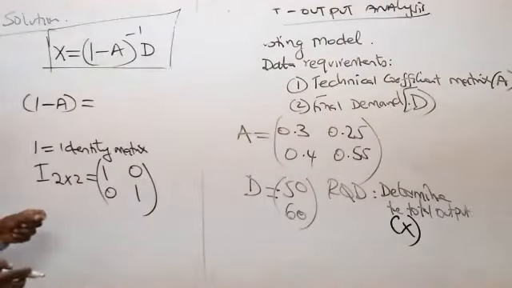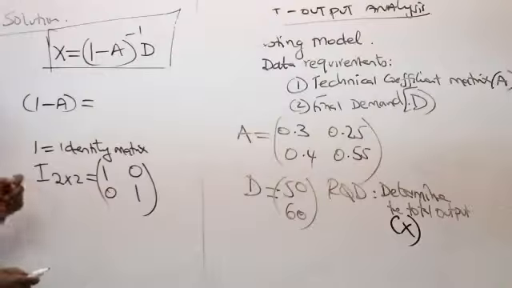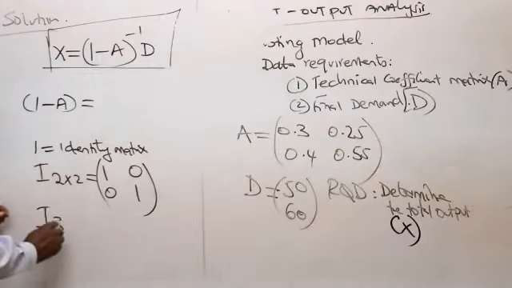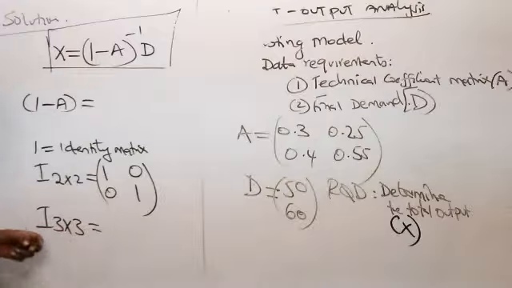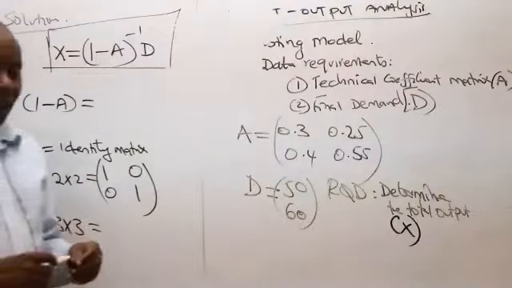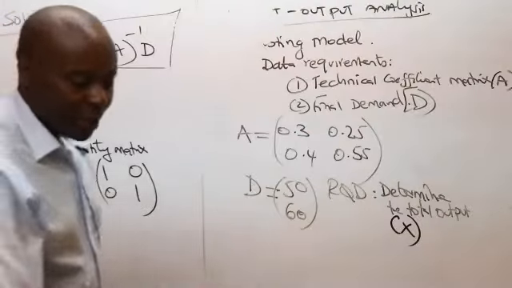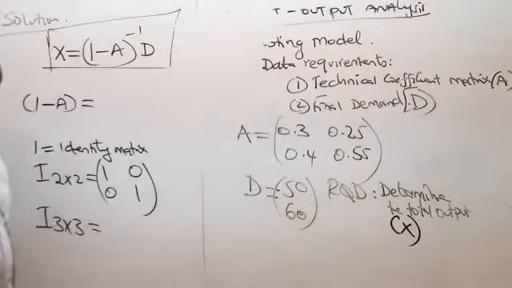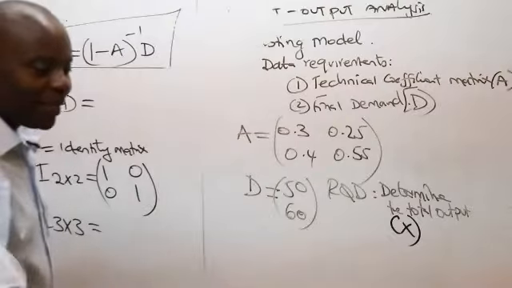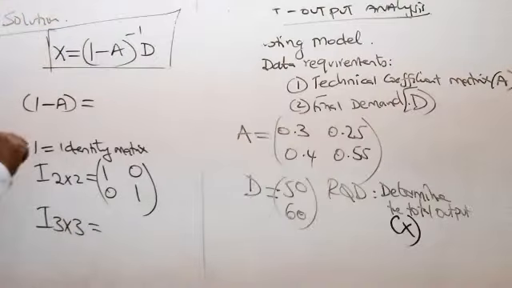Is there anybody who can write for me, before I proceed, the identity which is 3 by 3? Great. I can see what Sharon Gaetano has already written for me there.